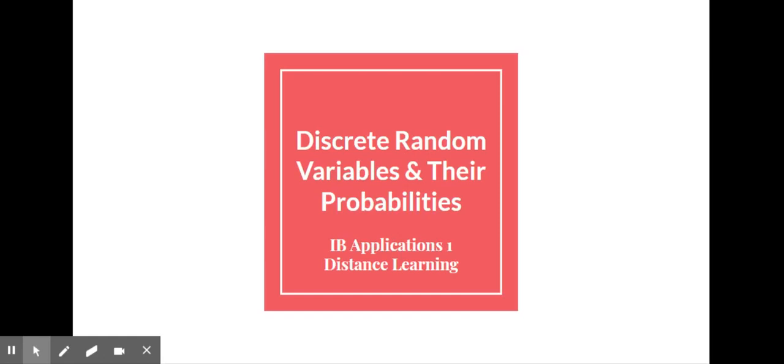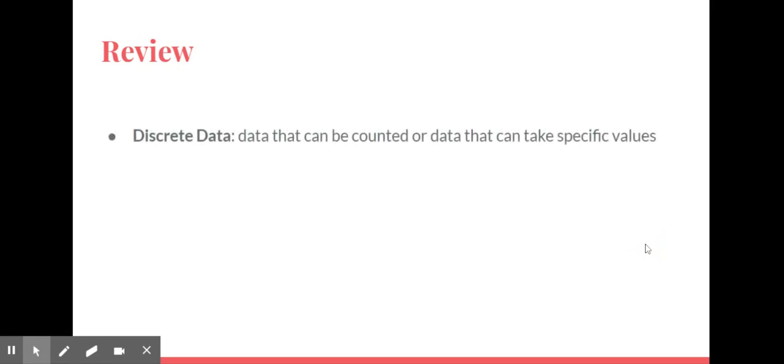Hey guys, today we're going to talk about discrete random variables and their probabilities. So first, let's just review the difference between discrete variables and continuous variables. If you remember from earlier this year, discrete data is data that can be counted or data that can take specific values, versus continuous data is data that can be measured.